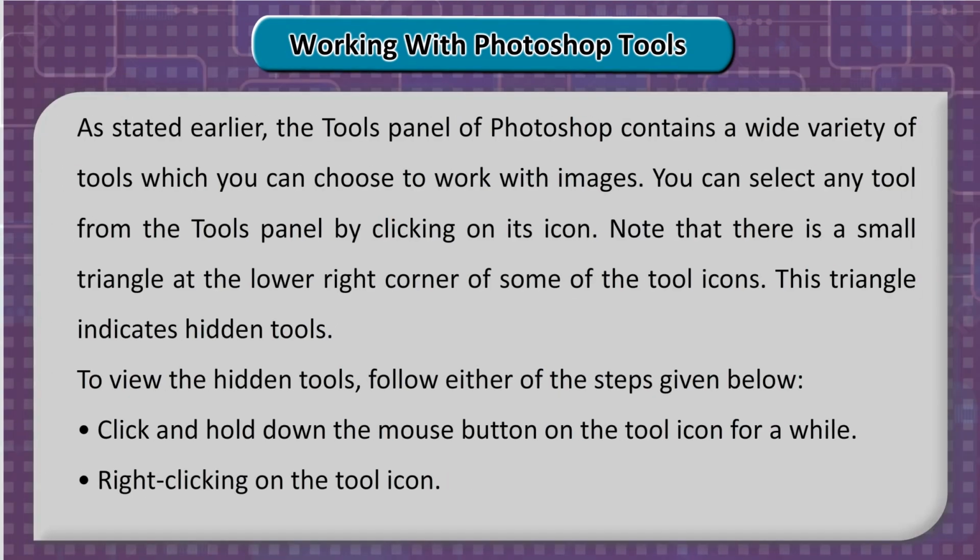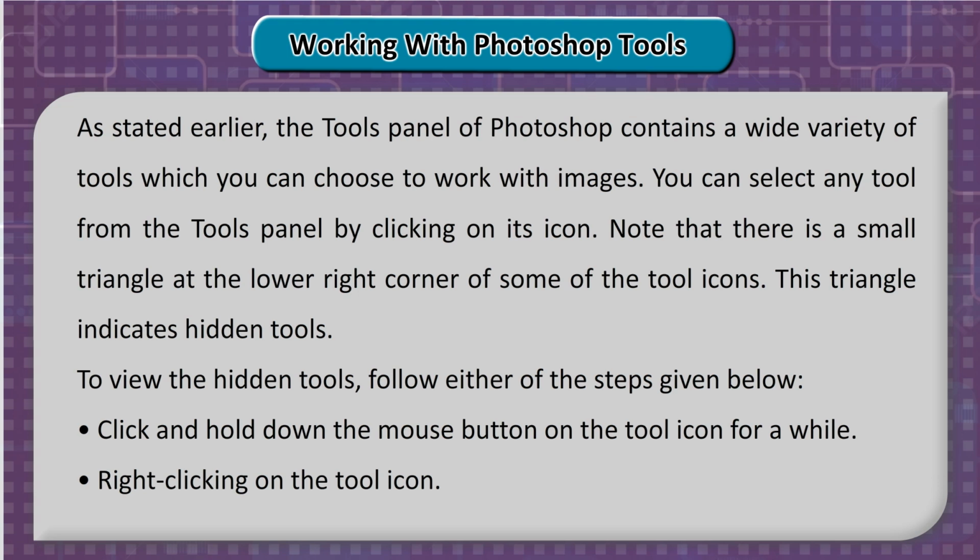Working with Photoshop tools. As stated earlier, the Tools panel of Photoshop contains a wide variety of tools which you can choose to work with images. You can select any tool from the Tools panel by clicking on its icon. Note that there is a small triangle at the lower right corner of some of the tool icons. This triangle indicates hidden tools.